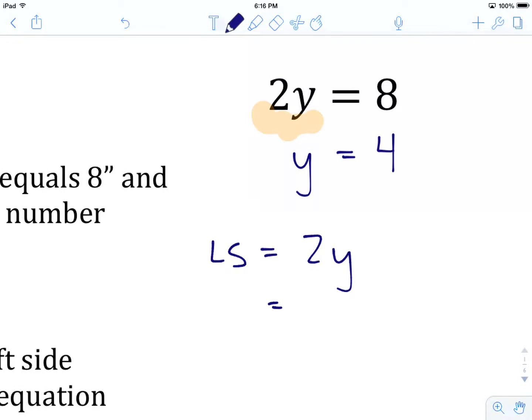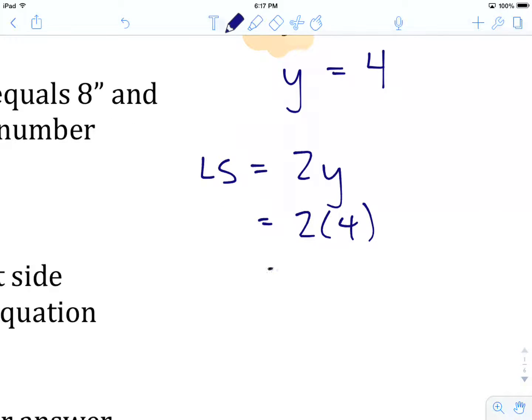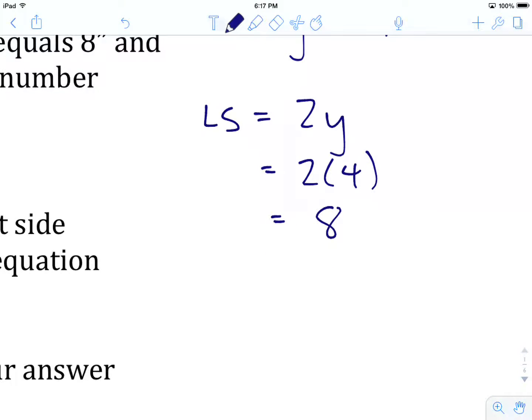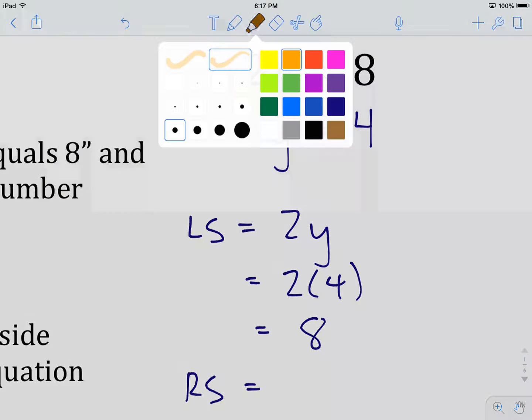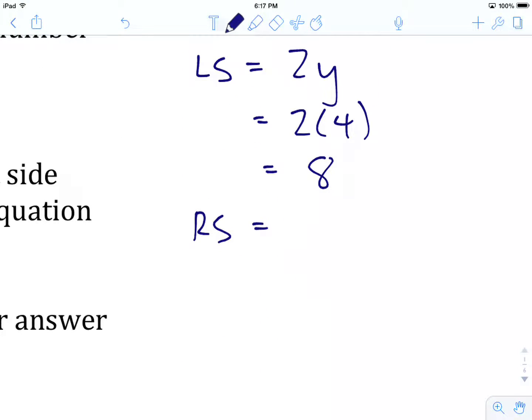And now in the place of the y, I'm going to put the value I think to be correct, which is 4, and 2 times 4 is 8. The right side of my equation, again, I'm going to look up here, the right side of my equation, just 8 there, so I'm going to put an 8 in.